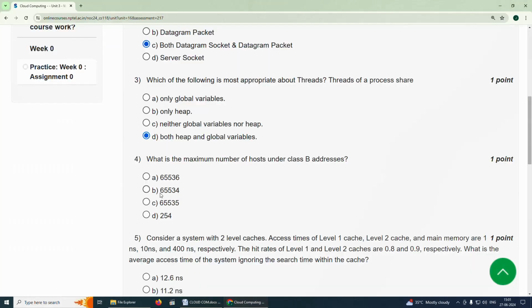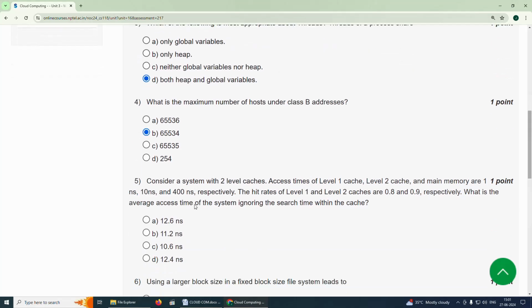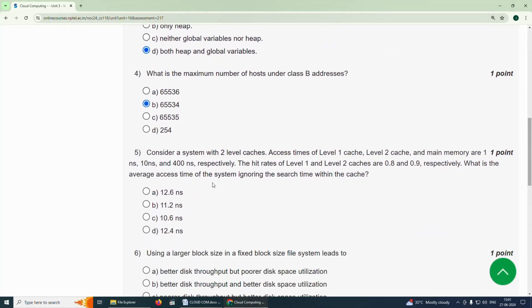Fifth question: consider a system with 2 level caches. Access times of level 1 cache, level 2 cache and main memory are 1 nanosecond, 10 nanoseconds and 400 nanoseconds respectively. The hit rates of level 1 and level 2 caches are 0.8 and 0.9 respectively. What is the average access time of the system ignoring the search time within the cache?